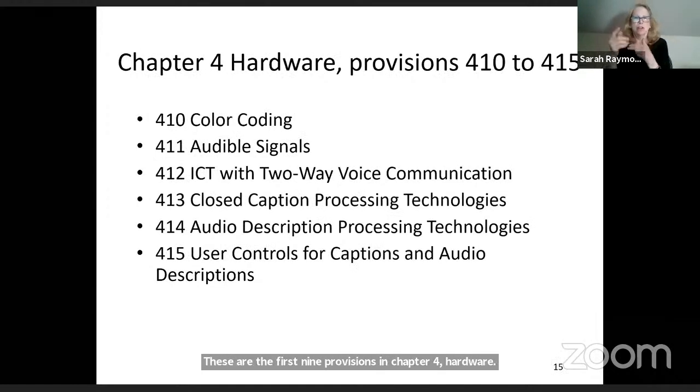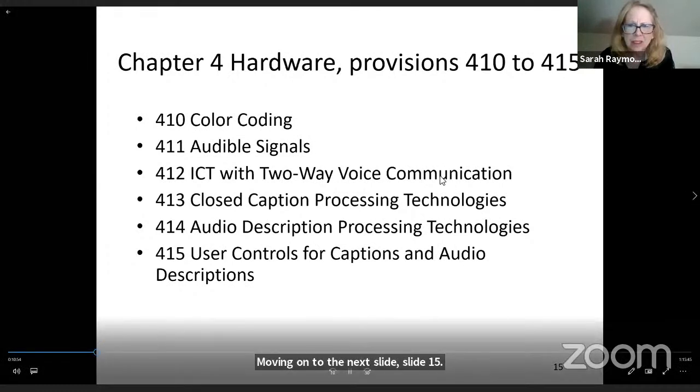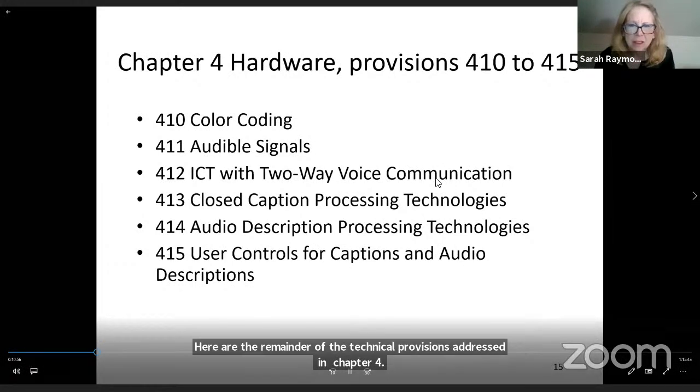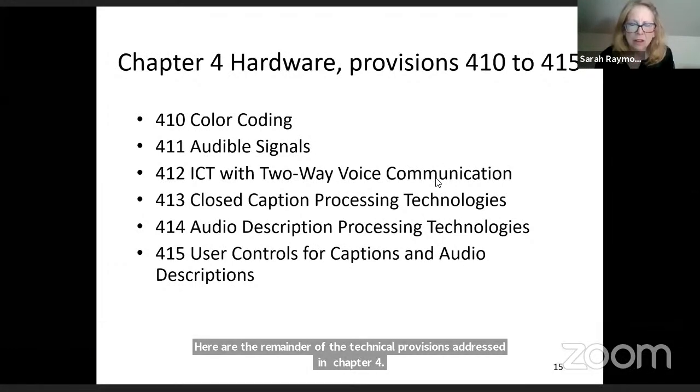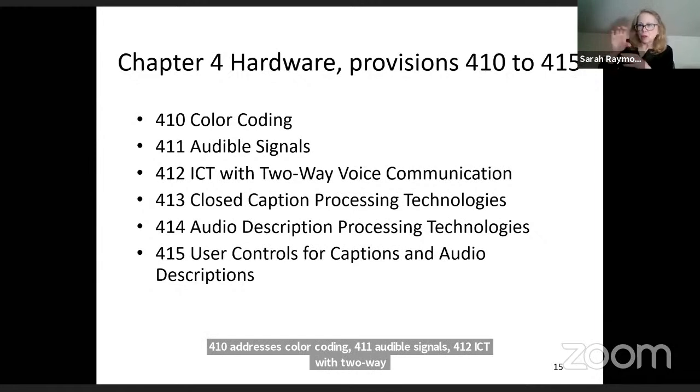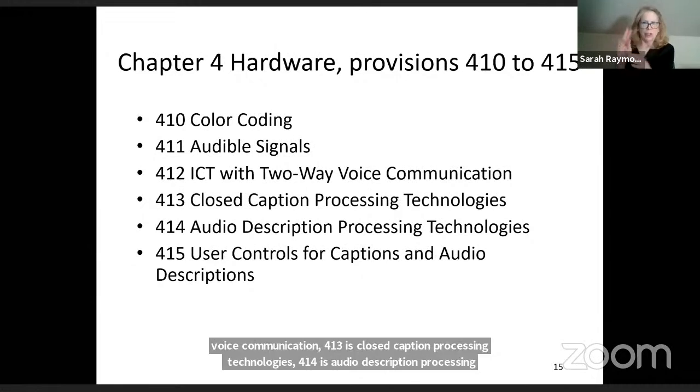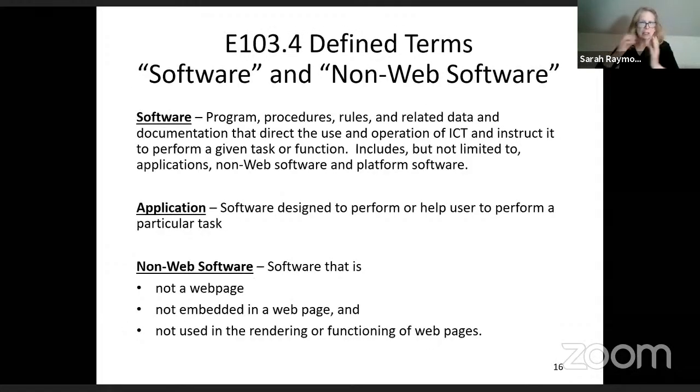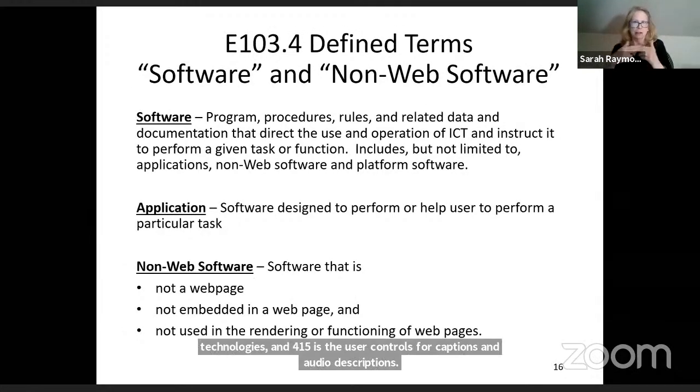Here are the remainder of the technical provisions addressed in Chapter 4. 410 addresses color coding, 411 audible signals, 412 ICT with two-way voice communication, 413 is closed caption processing technologies, 414 is audio description processing technologies, and 415 is the user controls for captions and audio descriptions. Okay, that is Chapter 4. Moving on to the next slide, slide 16.